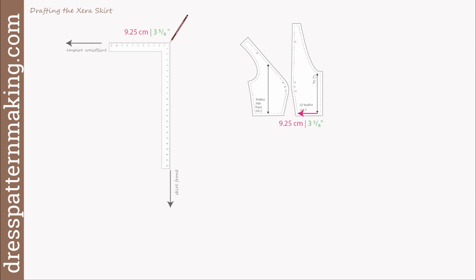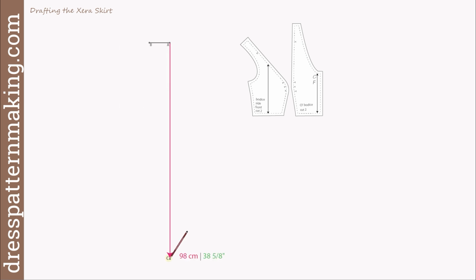I'll draw a horizontal line that length, so 9.25 centimetres or 3 5/8 of an inch, from point A to point B. So A is the centre front line and B is the placement of my pleat. Then I'll draw a vertical line, the centre front line, at right angles to the empire waistline. And that centre front line is the length of the skirt. For me that's 98 centimetres or 38 5/8 of an inch. And I'll mark point C. Remembering that the length I'm referring to is the empire line to ankle, not the natural waist to ankle.